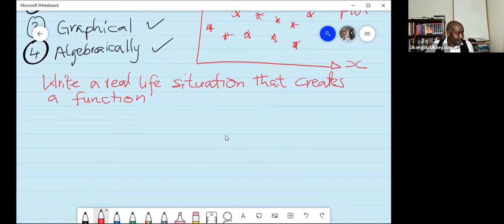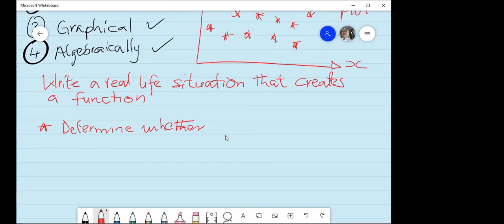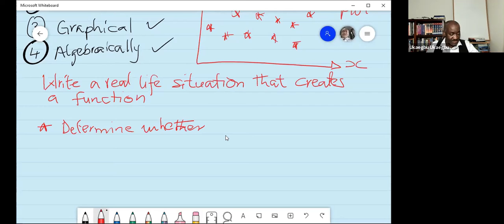So now let's see. The question looks like this always. Determine whether each equation represents y as a function of x. Let me write it down. Determine whether the equation. There are two equations here, but let's just work on one.